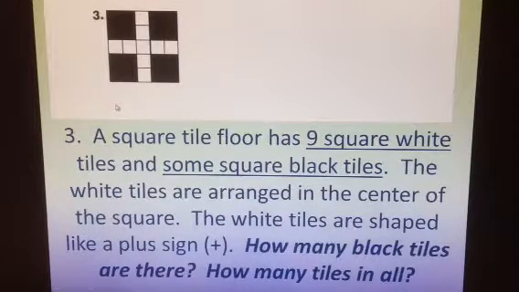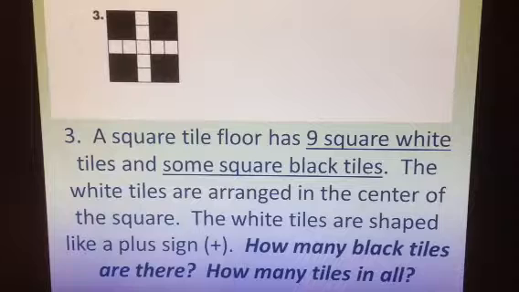Another question. A square tile floor has 9 square white tiles and a mystery number of square black tiles. The white tiles are arranged in the center of the square. The white tiles are shaped like a plus sign. How many black tiles are there? How many tiles in all?